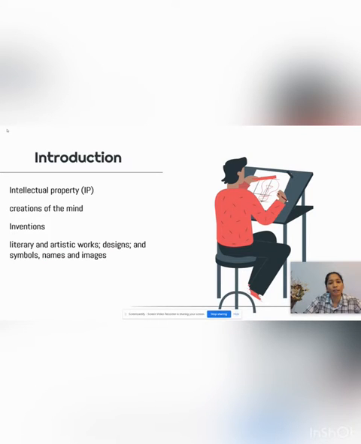Introduction: Intellectual property, creation of mind, invention, literary and artistic work, design and symbol, name and image used in commercial are all examples of intellectual property creation.